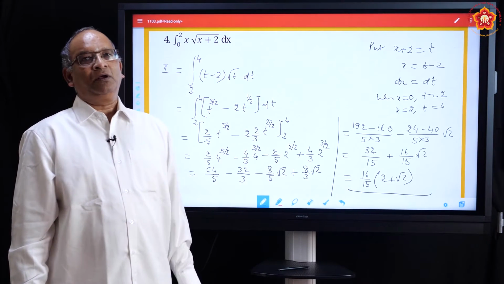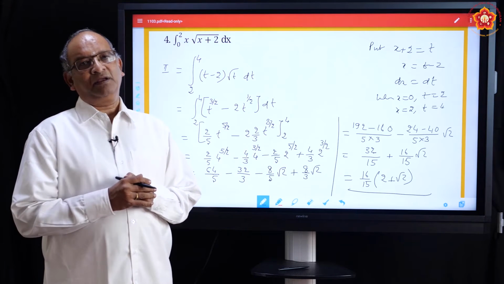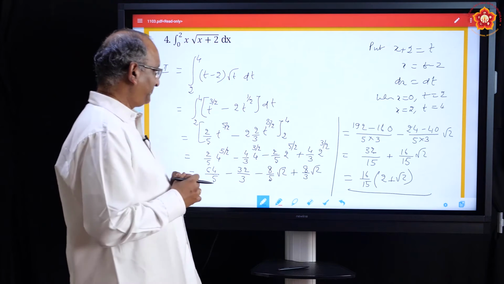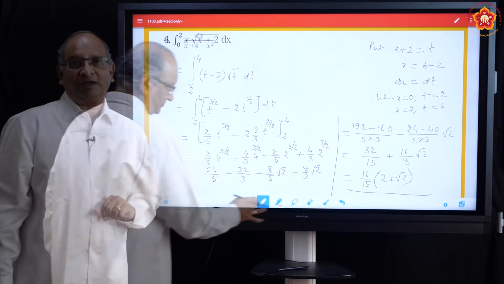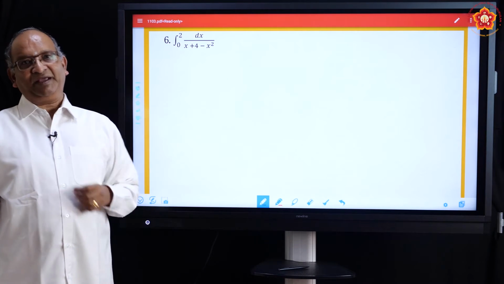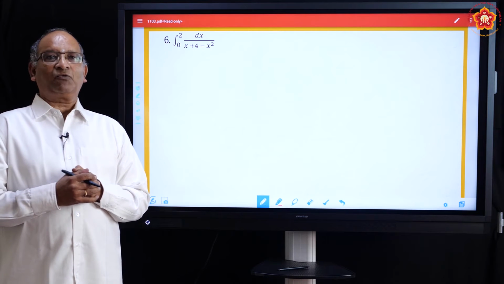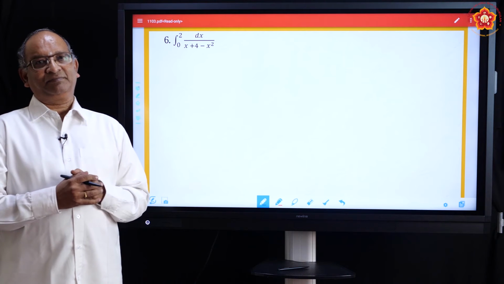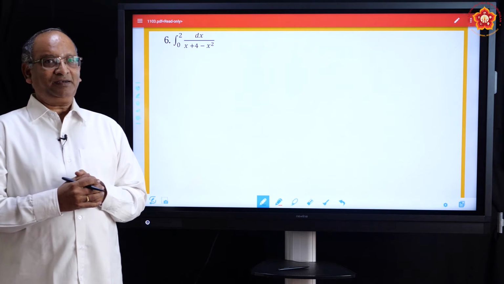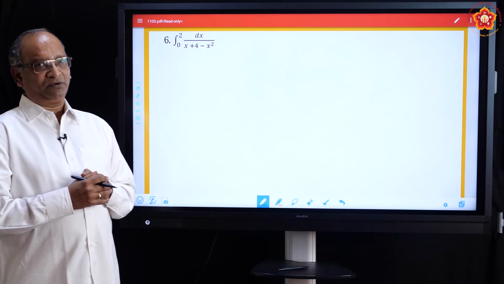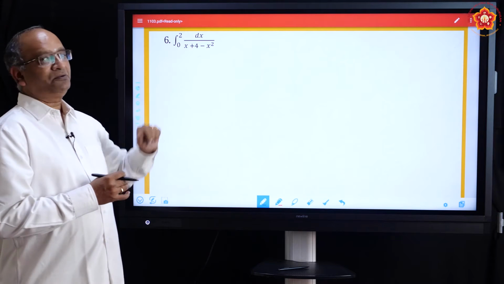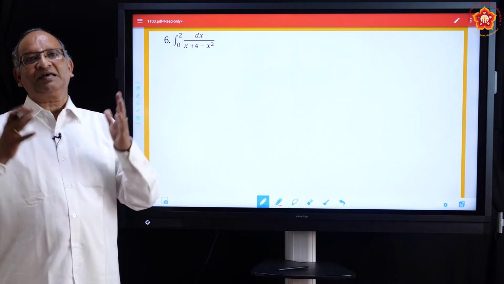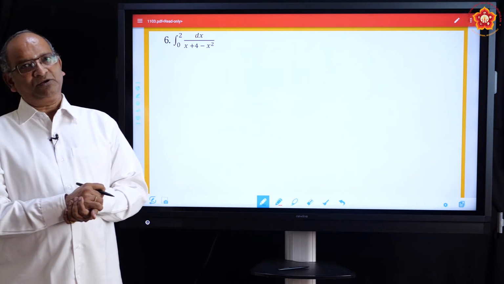So this is how, by suitable substitution, we are able to solve problems of definite integral. Let us move to the next. Come to an interesting problem where we have denominator as a quadratic polynomial. You recollect, we have studied such problems in indefinite integral. The same procedure will be followed. Basically, what we would like to do, we try to write the denominator as sum or difference of two squares. How do we do that?